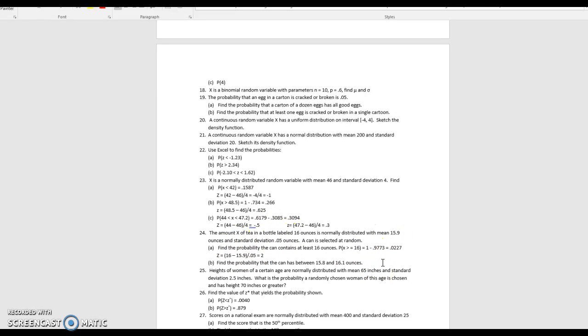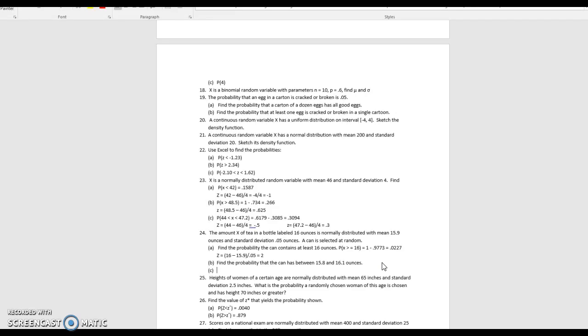So the first thing we need to do is find our z-scores for both of these values. Our first one will be 15.8 minus the mean of 15.9 divided by 0.05. And I'll just move over a little bit. We'll do our second one. Our second one will be 16.1 minus the mean of 15.9 divided by 0.05.